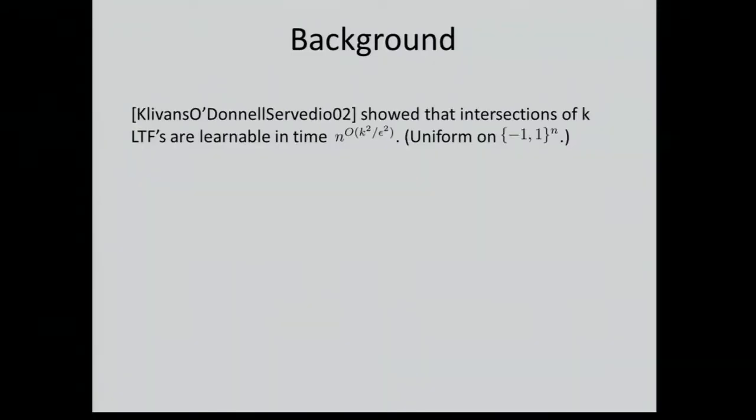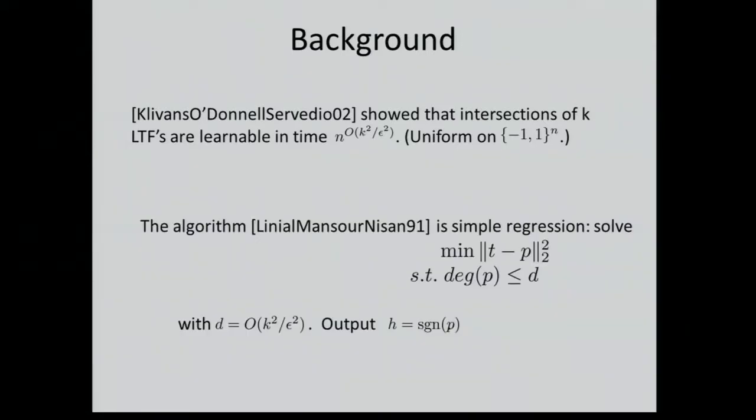So some of the background: Klivans, O'Donnell, and Servedio's paper showed that if you've got the intersection of k LTFs, you can learn them in polynomial time for constant k and constant epsilon. And this is for the uniform distribution on the Boolean cube. The algorithm is just a low degree algorithm, which has been around for a while.